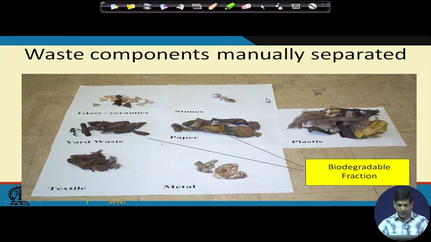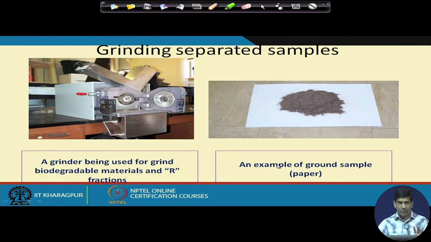I'll show you. This is the waste manually separated. This is your yard waste, paper. This is the biodegradable fraction. Plastics, metals, we don't take them into account. So only the biodegradable fraction for the first part.